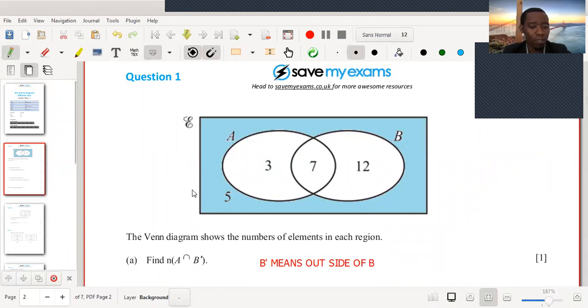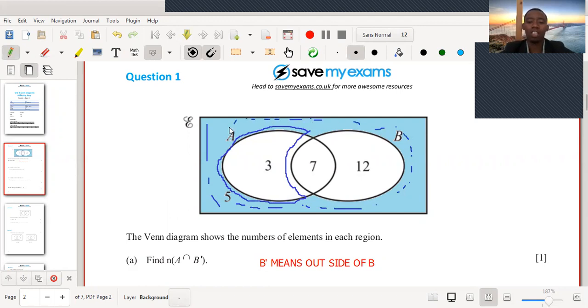B complement will be something like this. It will be this part, this part, this part, this part, this part, and outside will be this part here. That will be B complement, everything which is outside B.